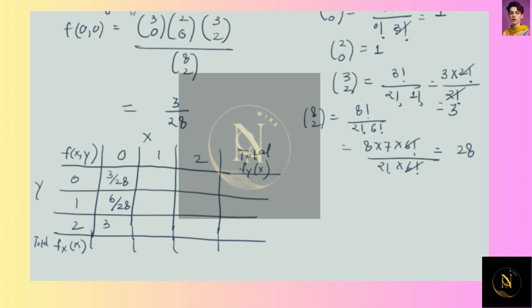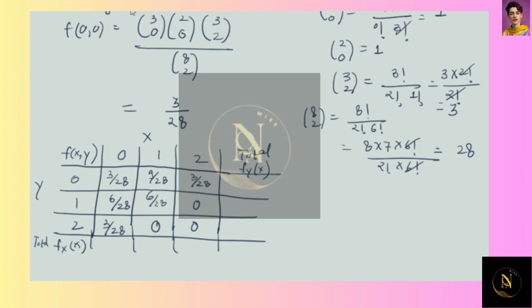Again, this would come out to be 3 by 28, and this would come out to be 9 by 28, and this would come out to be 6 by 28. This would come out to be 3 by 28. Now we know that this would come out to be 0, 0 and 0 when you use it, because in this case we are selecting all the pens from the given box.